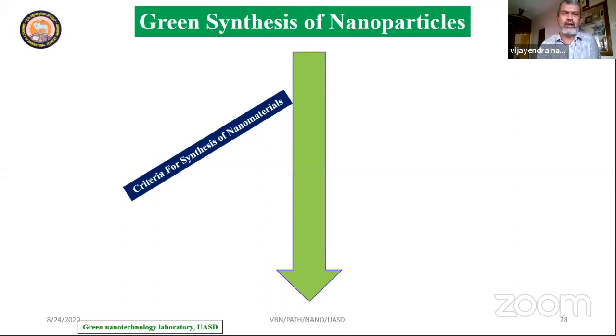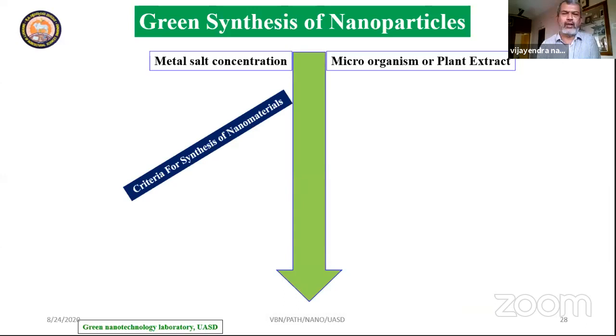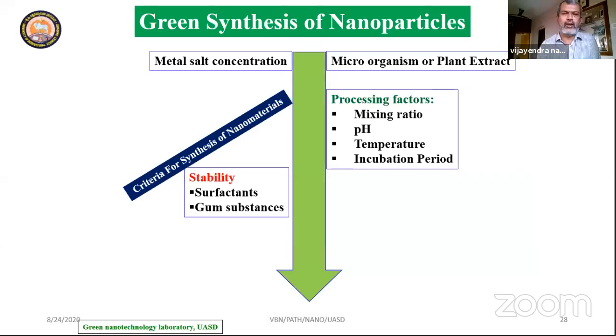So if we want to start the characterization of the synthesis, what is required? First is the metal salt and a microorganism extract, or microorganism alone, or plant extract. So what are the criteria? They are the ones you can find: the mixing ratio, pH, temperature, and incubation period.